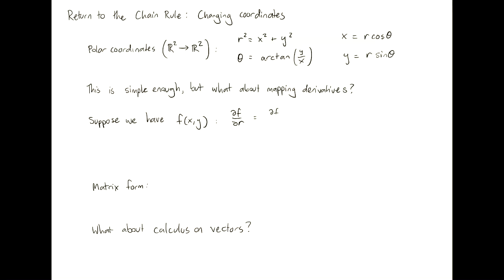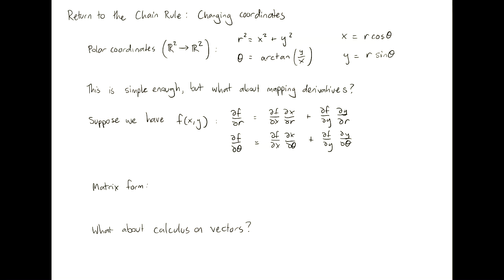Gives us partial f partial x, partial x partial r, plus partial f partial y, partial y partial r. And we get the same for theta. So now we have two things. And believe it or not, that's kind of the important observation here. It doesn't seem like much, but it's going to let us see something pretty useful. Because we have a linear system of equations.